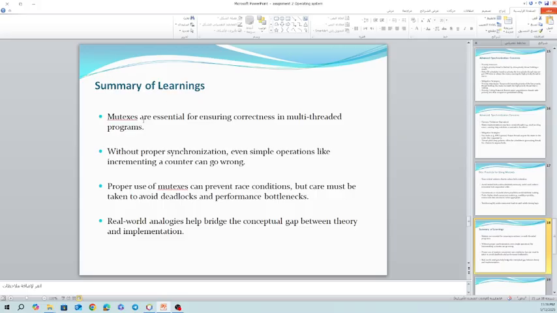Summary of learning. One, mutexes are essential for ensuring correctness in multi-threaded programs. Two, without proper synchronization, even simple operations like incrementing a counter can go wrong. Three, proper use of mutexes can prevent race conditions, but care must be taken to avoid deadlocks and performance bottlenecks. Four, real-world analogies help bridge the conceptual gap between theory and implementation.